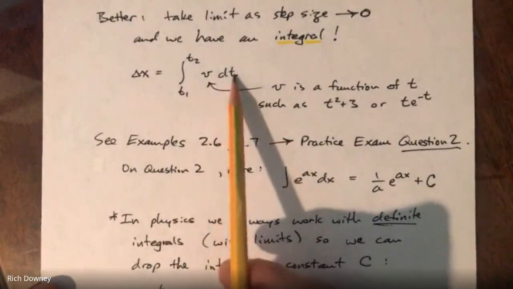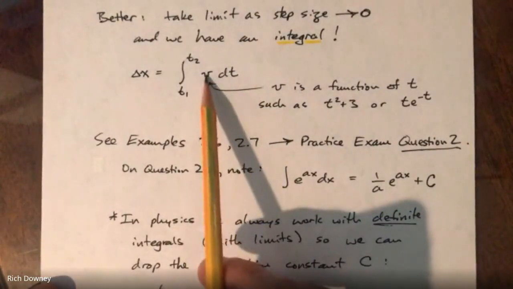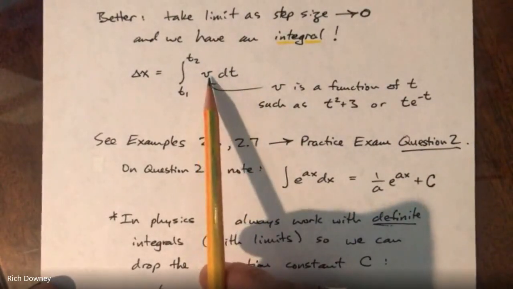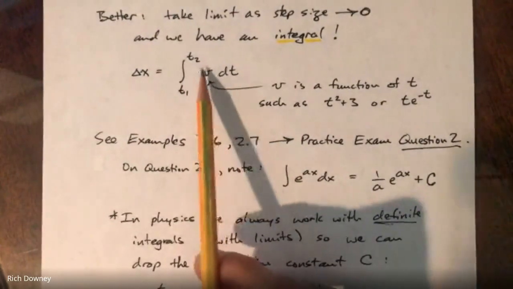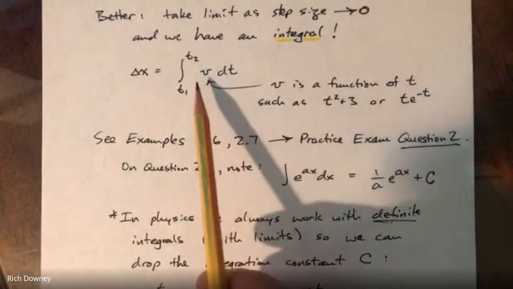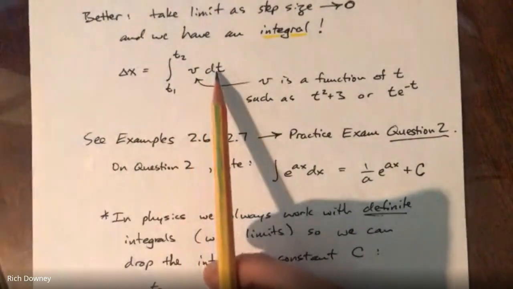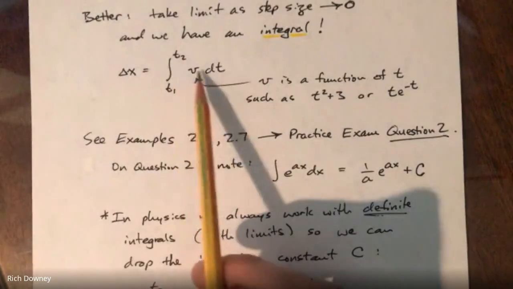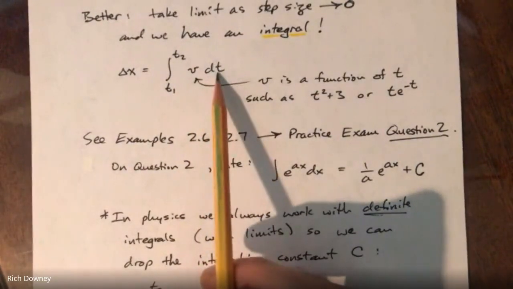They're infinitesimally skinny rectangles. And because they're so skinny, the v doesn't change much within one time interval, within one time step. And so this all works. So instead of having just a v times a delta t and adding them, we have an integral of a v times a dt, where dt is the infinitesimally small delta t.